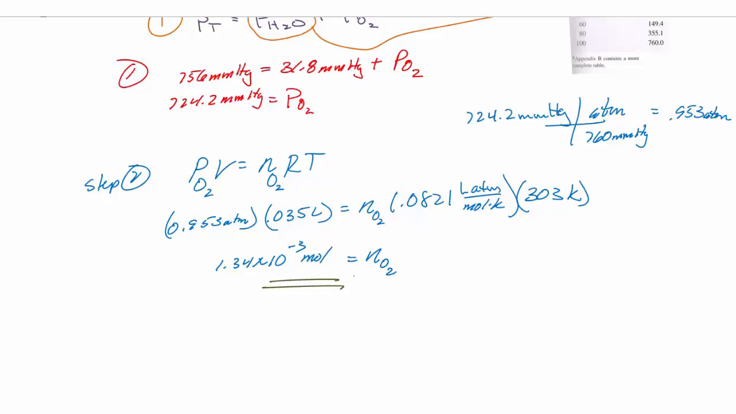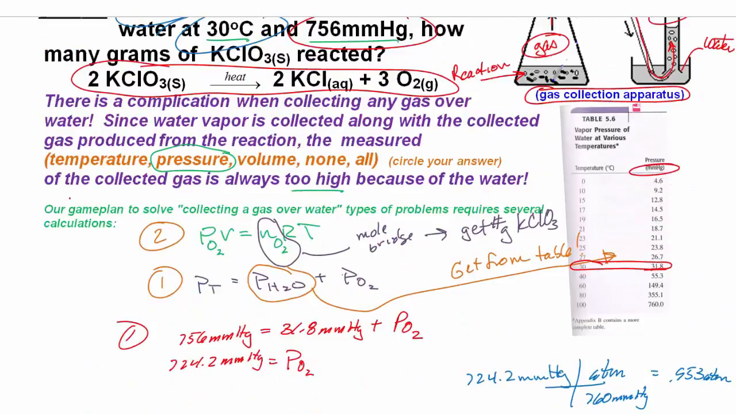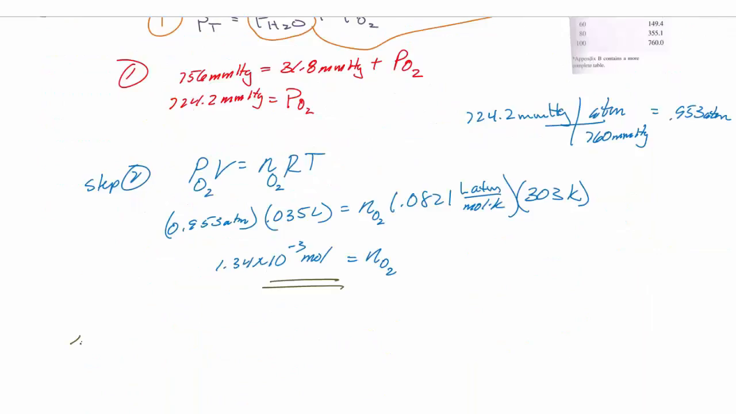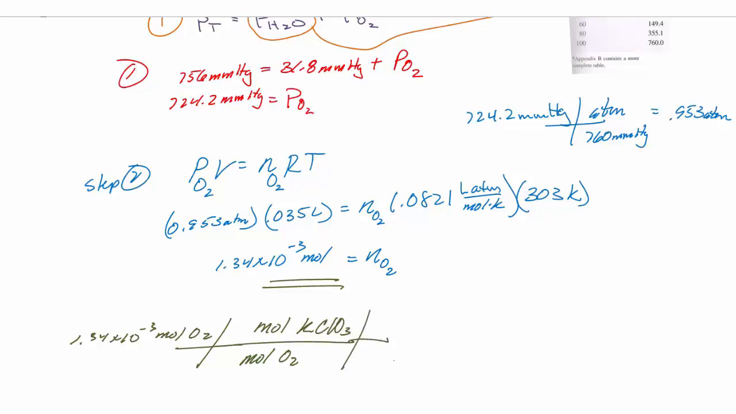So if I have 1.34 times 10 to the negative 3 moles of oxygen, I can use the mole bridge to convert from moles of oxygen to moles of potassium chlorate, and then use molecular weight to get it into grams. 1.34 times 10 to the negative 3 moles of oxygen. How many moles of oxygen do I have for every mole of potassium chlorate? Get that from the mole bridge, from the reaction, and then the molar mass of potassium chlorate. I'll get it into grams of potassium chlorate.